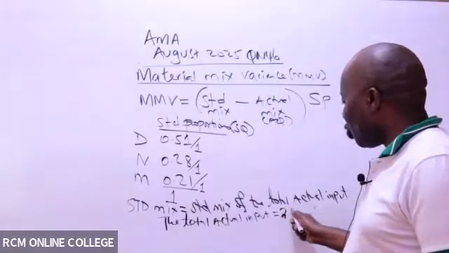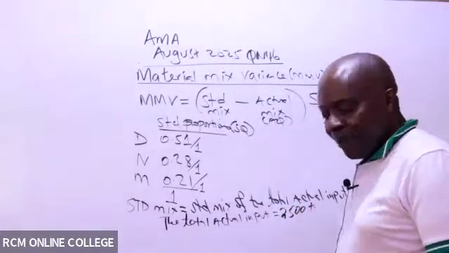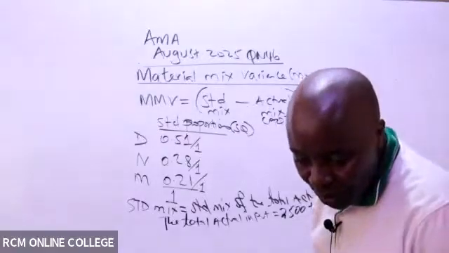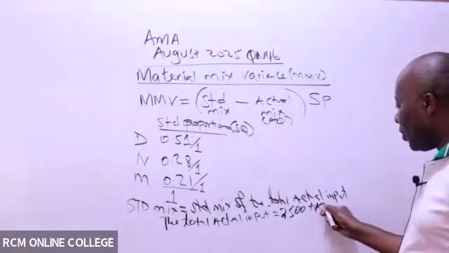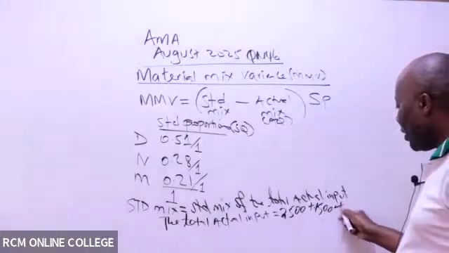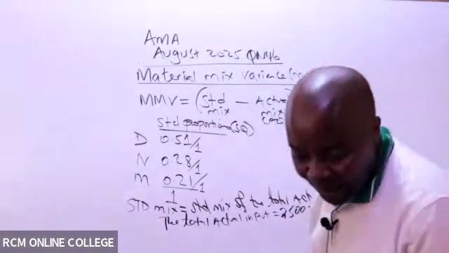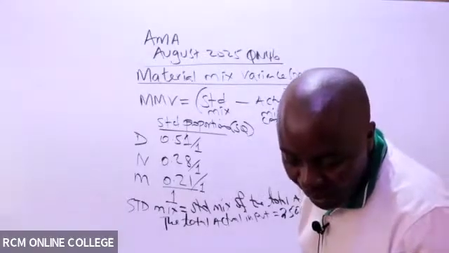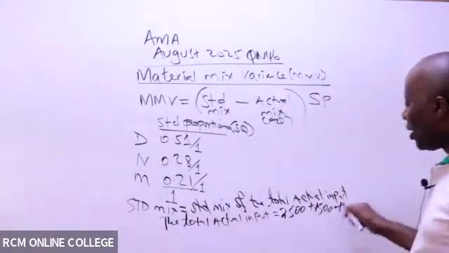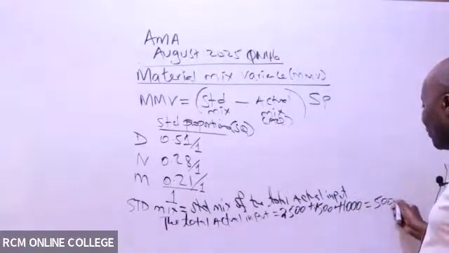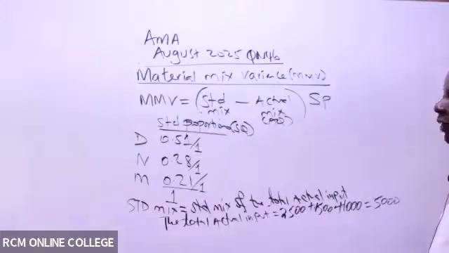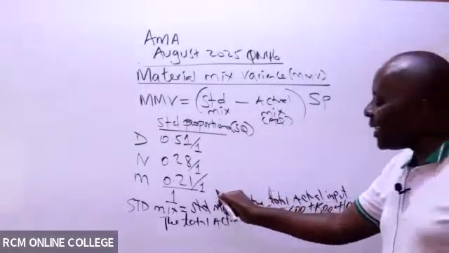So you give us the total. 2,500 of D plus, in this case, ladies and gentlemen, 1,500 of N plus, and the next one is 1,000. Somebody has been able to see that the total here will be 5,000. The total will be 5,000, and yet you are saying it is standard mix of.